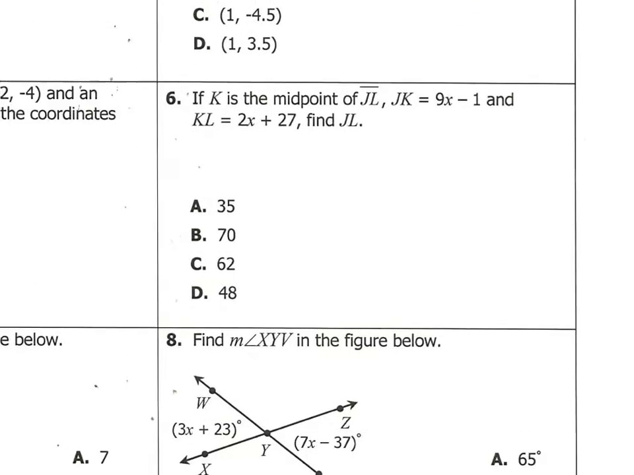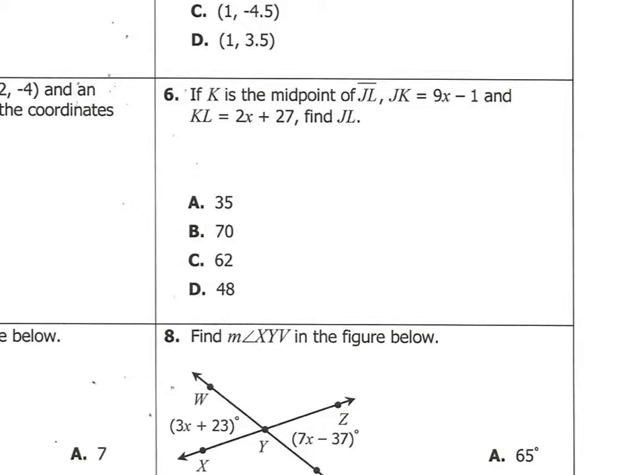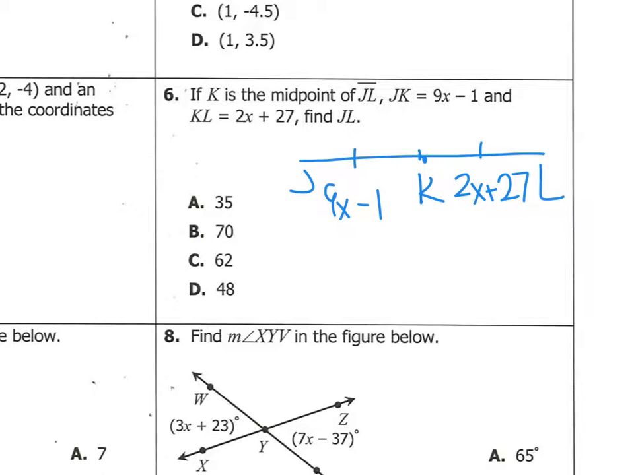Number 6, I'm going to draw a little picture here. We have segment JL. Okay, K is the midpoint, so it's splitting these in equal halves. Okay, JK is 9x minus 1, and KL is 2x plus 27. They want to know the distance of the entire thing. So set this equal to this, because they're 2 equal halves, since K is a midpoint. Find x, and then plug it back into each one of these to get the distance from J to L. Here are your choices.